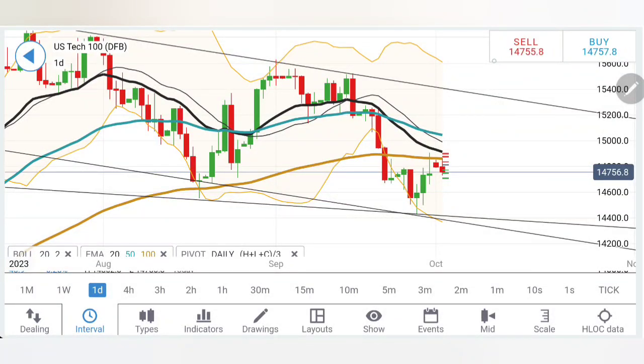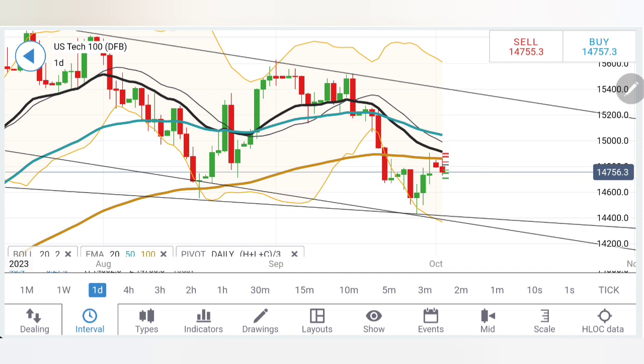Nasdaq 100 started the week on a slight bearish note. Yes, it has given a gap up and then now it has erased all the gains for the day and is trading in red. So what to expect now from the US session? Can we expect it to continue with the drop from here, or is there a probability for it to rise?